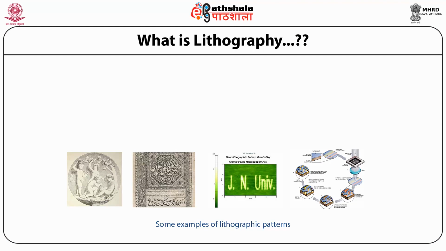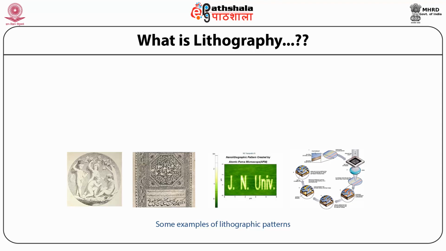So let us now discuss the usage. FIB is a micro and nano machining tool to modify or machine materials at the micro and nano scale. FIB is commonly used to prepare samples for the TEM. FIB is also used for secondary ion mass spectrometry, that is SIMS, and for FIB assisted CVD.